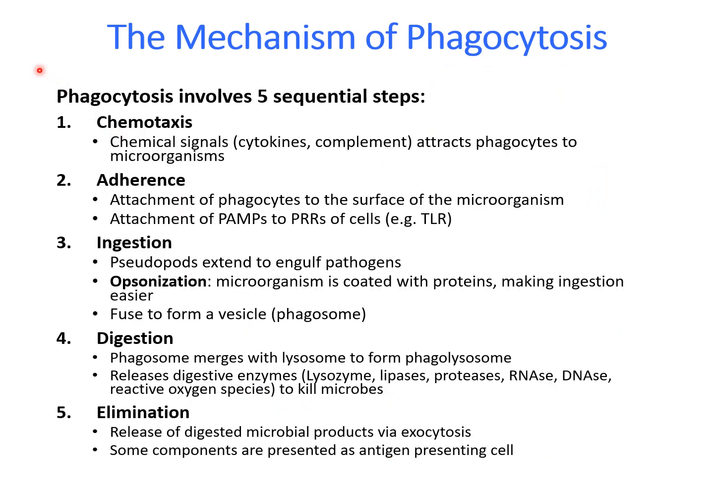In summary, there are five main steps in phagocytosis. The first step is chemotaxis, followed by adherence, ingestion, digestion, and elimination.